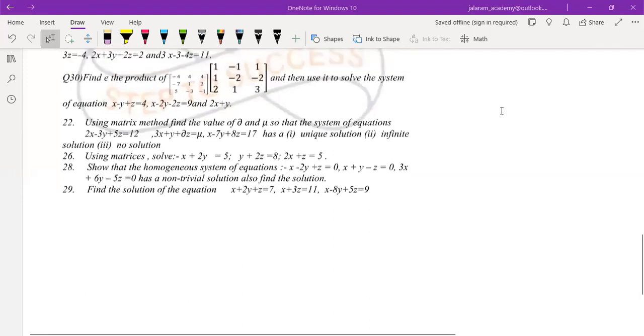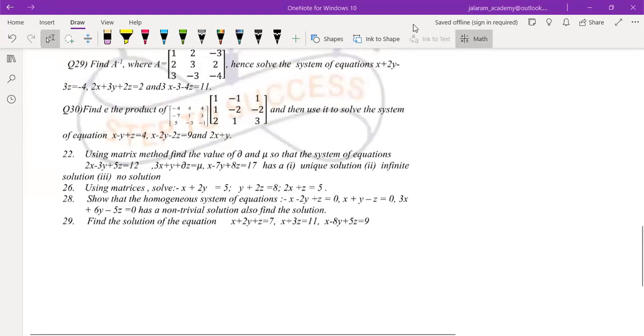Now we will discuss some important questions which will help us to show the theory of consistency and inconsistency of simultaneous linear equations of two variables and three variables using method of matrices. Like this question number 22.